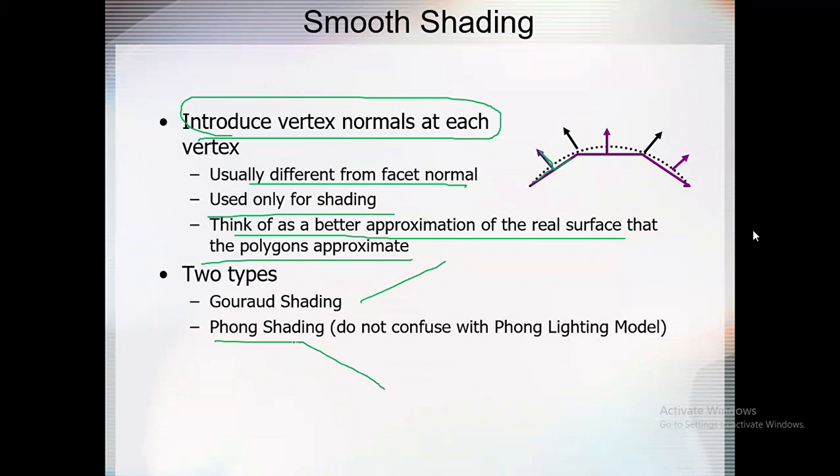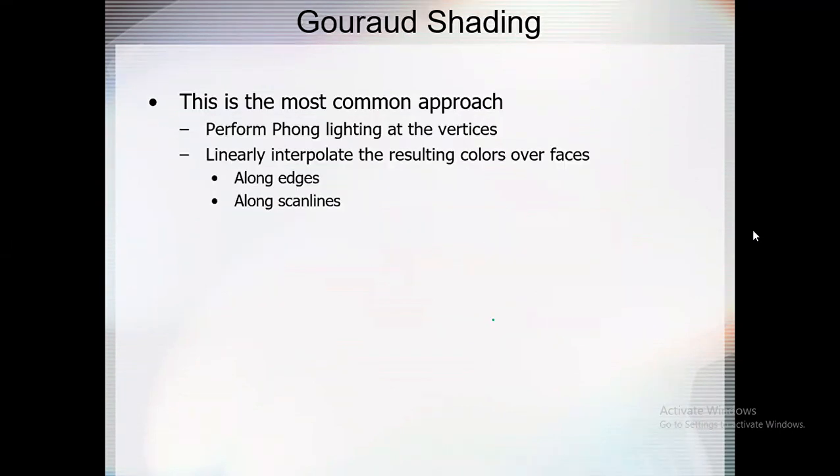And we have this Gouraud shading and this Phong shading. This is Phong shading, not Phong lighting model. Phong lighting model আমরা একটু আগে পড়ে আসলাম, যেটা illumination model. So what Gouraud shade do? এটা মোস্ট কমন অ্যাপ্রোচ এবং এটাই আমরা ওপেনজিএলে ফলো করি। Perform lighting at the vertices, so linear interpolated resulting color over faces along the edges and along the scan line.